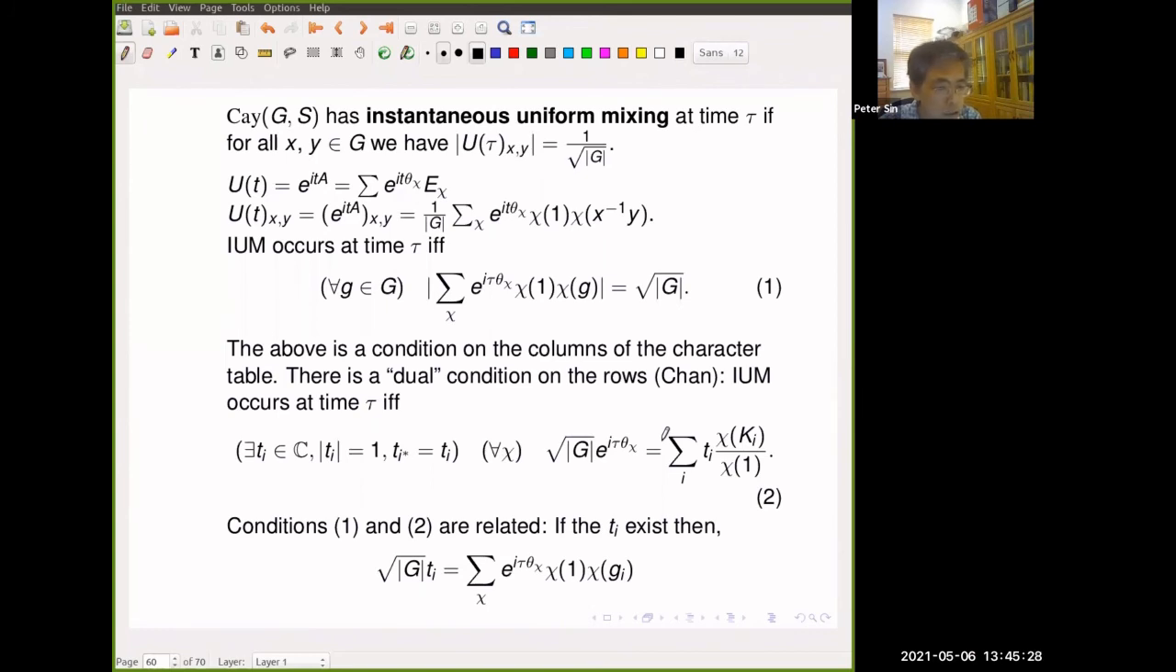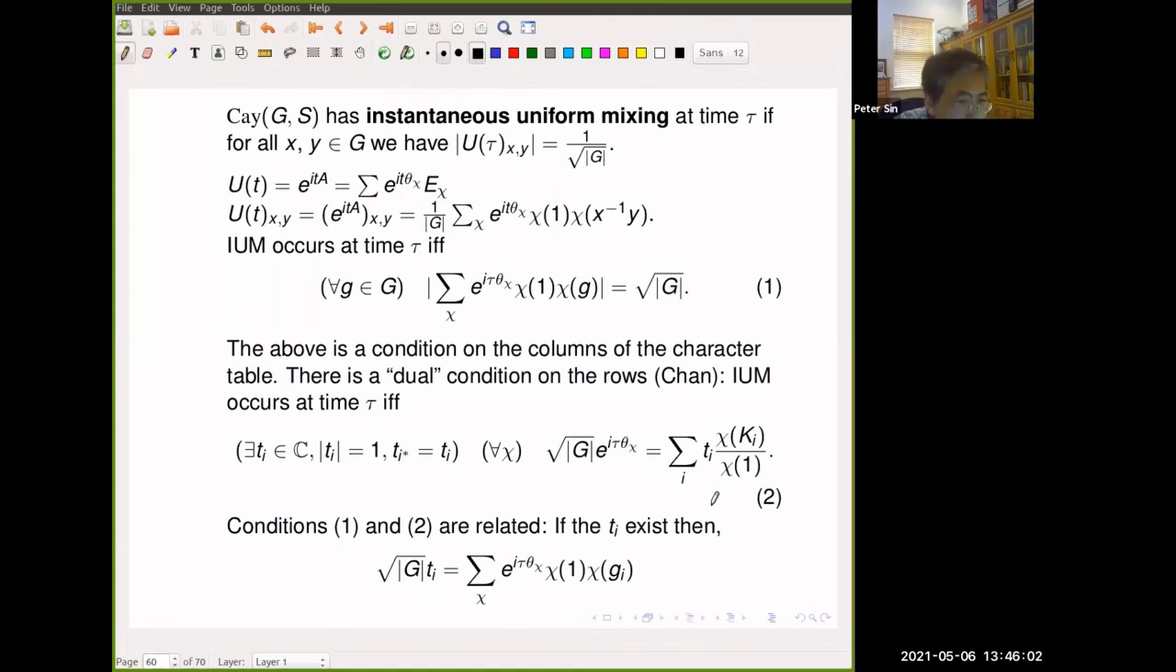Okay. So these conditions are, of course, related by the orthogonality relations. So if the t's exist, then you can calculate what the t is. The t_i is exactly the value of this sum here, right? So the absolute value of the sum is square root of |G|. So the value of this sum is square root of |G| times some element of absolute value 1, and that element is t_i, if g is equal to g_i.